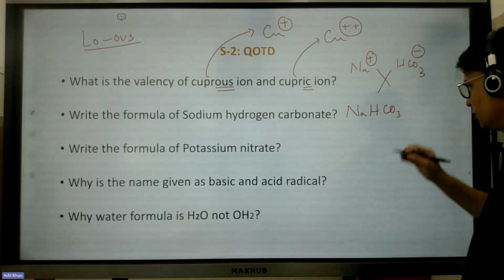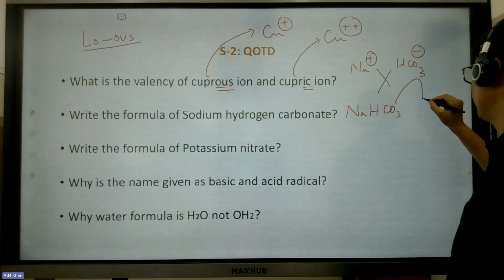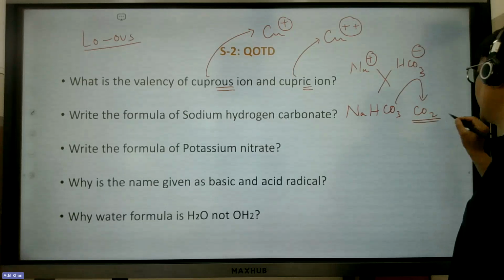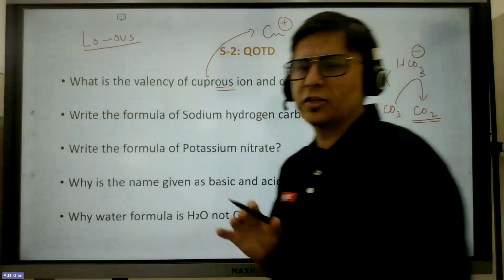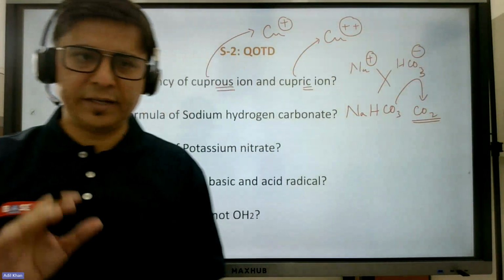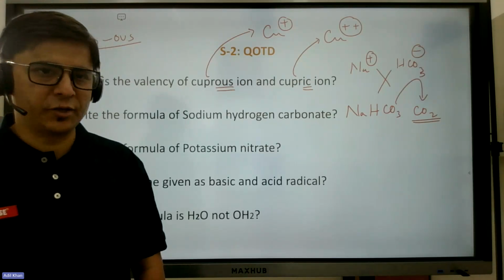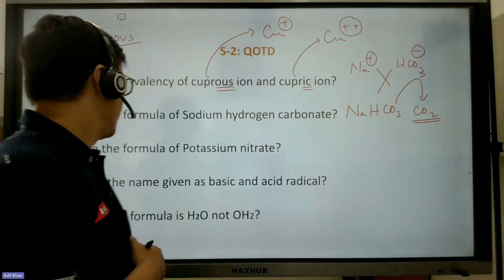Why is it used in fire extinguishers? Because when it reacts with some acid, it produces carbon dioxide. And this carbon dioxide gas is a non-supporter of combustion. It doesn't help in burning or catching fire. So it is used in fire extinguishers, just for your knowledge.